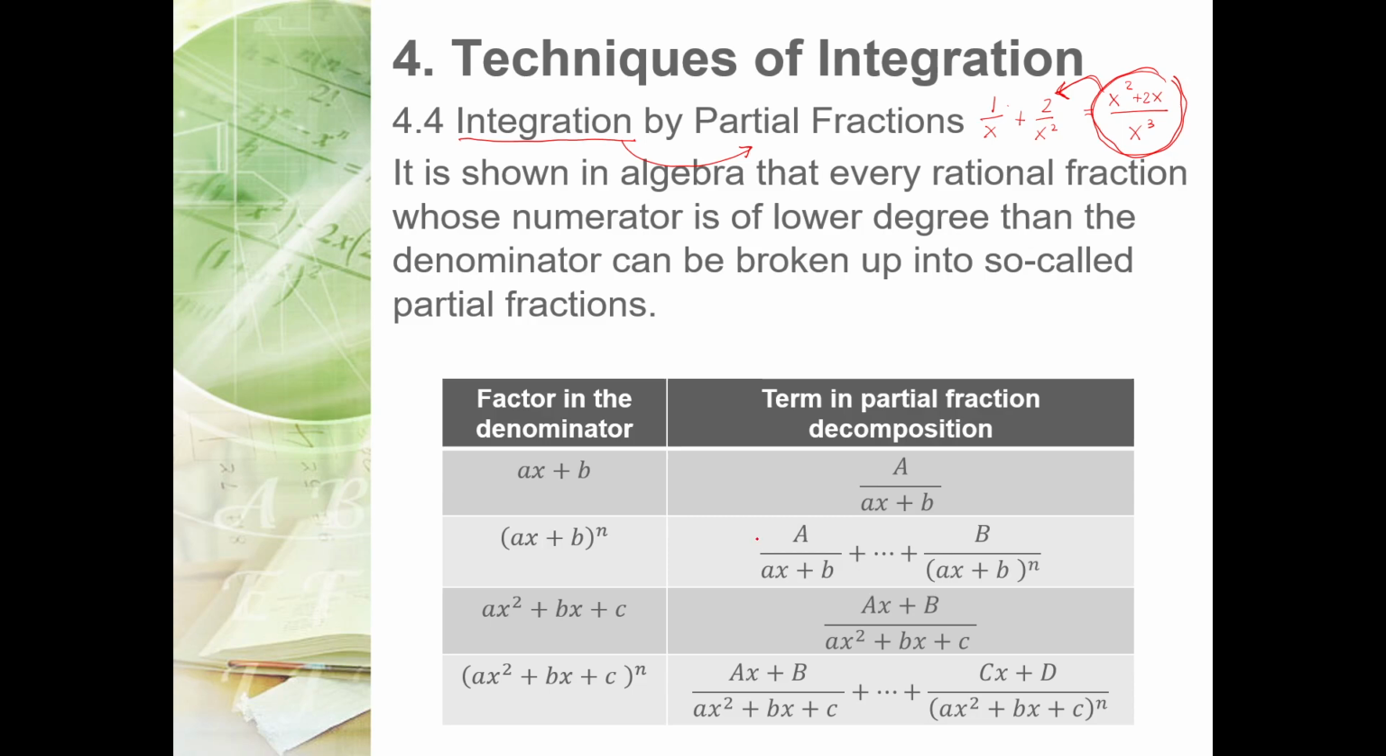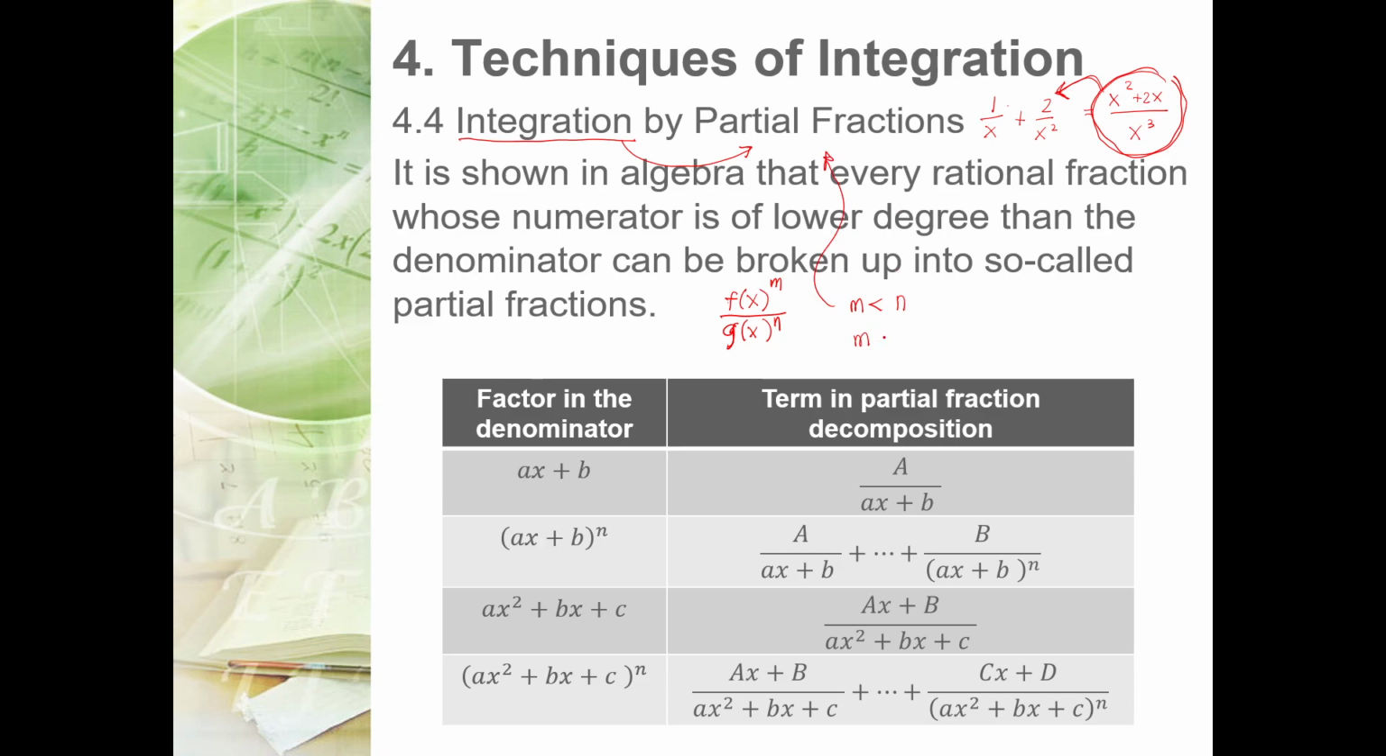So in most cases, you know that you have to deal with partial fractions when the numerator is, let's say, a function of x to the power of m, and then another function in the denominator to the power of n. As long as the degree in the numerator is lesser than the degree in the denominator, you have to resolve it into partial fractions.